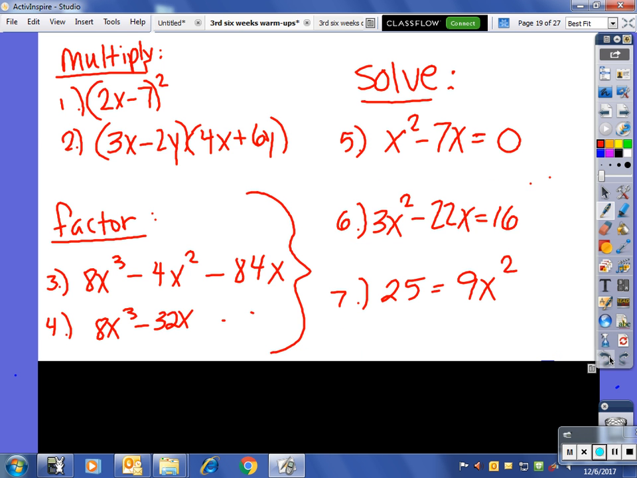Now look at 5, 6, and 7. 5 is ready to go because it's already all together on one side. But look at number 6. You can't use quadratic formula or factoring until everything is on the same side of the equation and it's set equal to 0. So what would I have to do with number 6 before I can even start? Yeah, you want to move this 16 over and it's going to become a negative 16. Look at number 7. Do I want to move the 9x squared or the 25? The 25. If you're going to factor for sure, you want the x squared term to be positive. All right, try these problems.